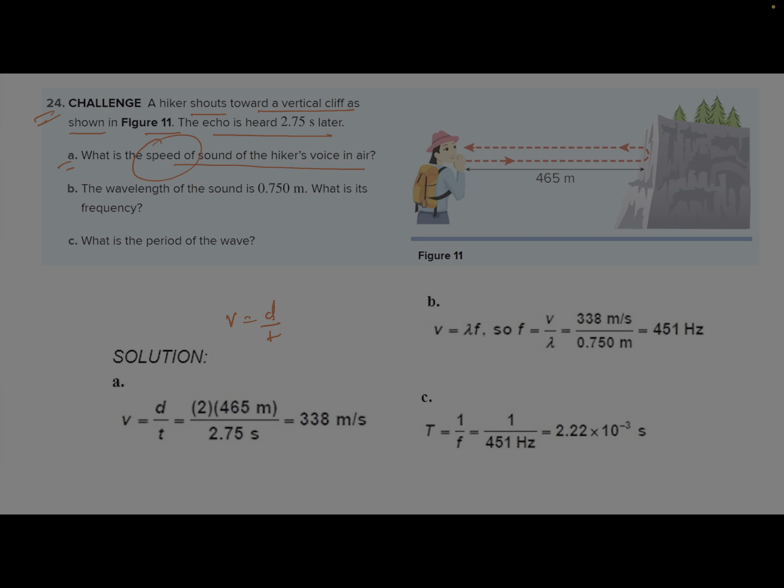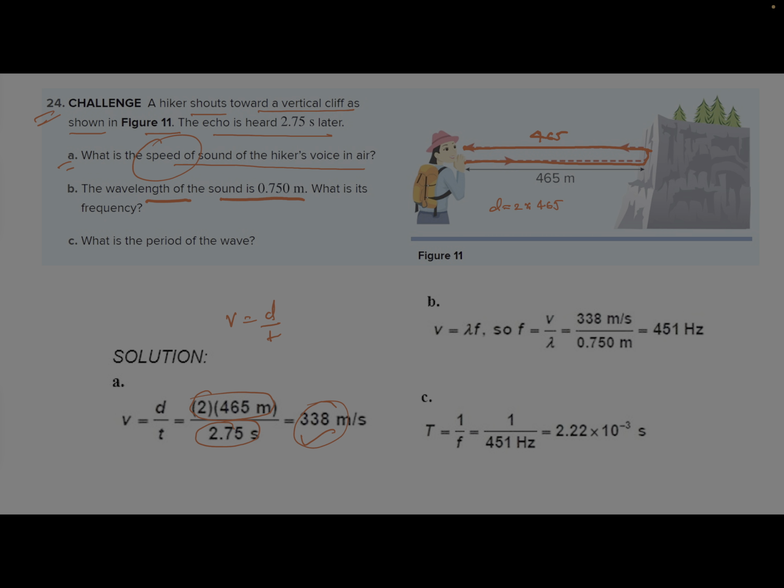So what is actually going on? In the figure it is going 465 meters and it strikes back the same distance, correct? 465 plus 465, you have to add, or you can say 2 times 465. This will be the total distance. So here you can see the distance they have written, and the total time they have taken is 2.75, and this will be your answer.